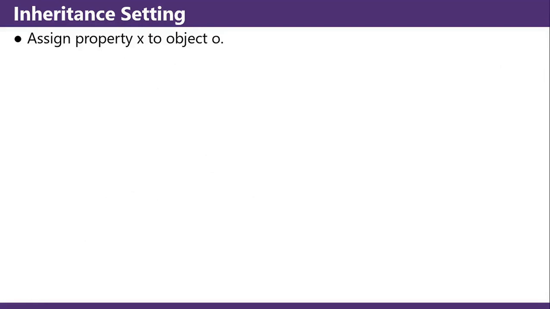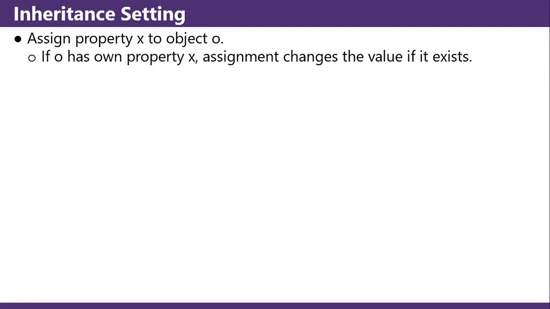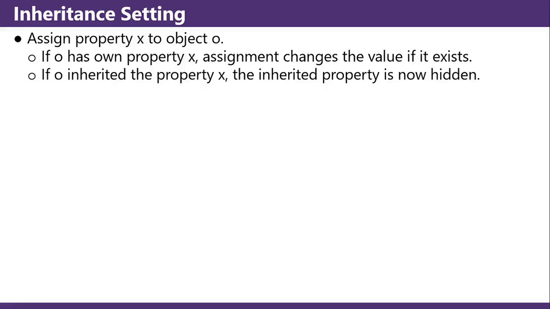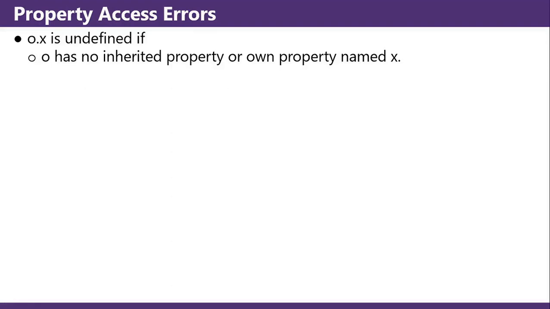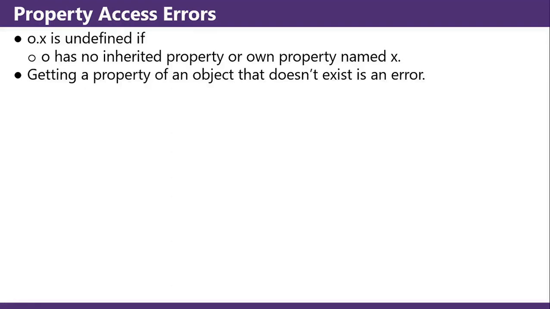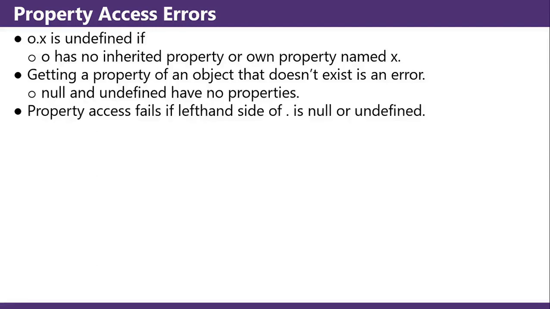Inheritance, setting. Assign property x to object O. If O has own property x, assignment changes the value. If O inherited the property x, the inherited property is now hidden. If O simply has no x property, it's created. Property access errors. O.x is undefined if O has no inherited property or own property named x. Getting a property of an object that doesn't exist is an error. Null and undefined have no properties. Property access fails if the left-hand side of the dot is null or undefined.